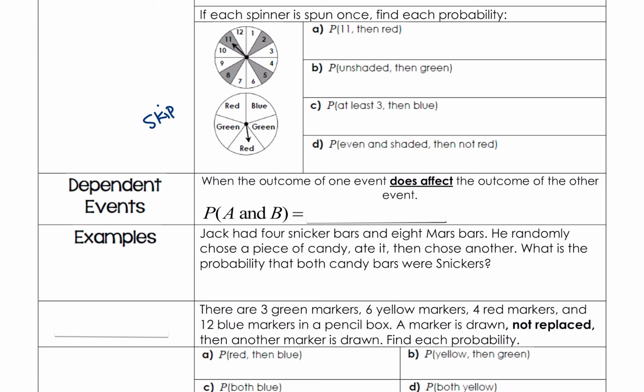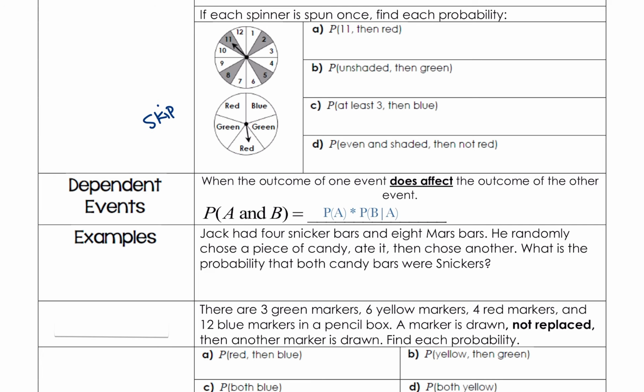Now how we're going to find these probabilities is pretty similar, just a little different. We're still going to take the probability of A, but now we're going to multiply the probability of A by the probability of B given that A already occurred. This second piece is an adjusted probability because they affect each other.